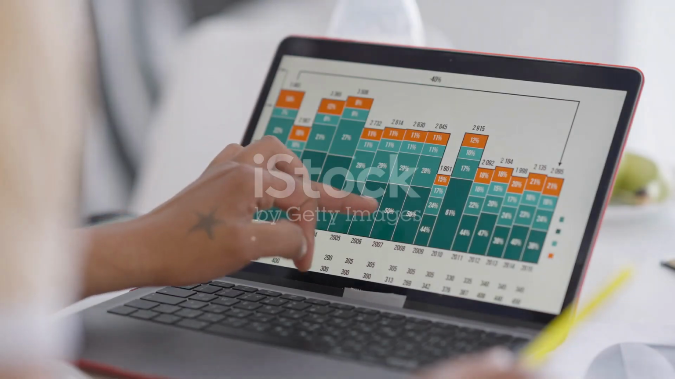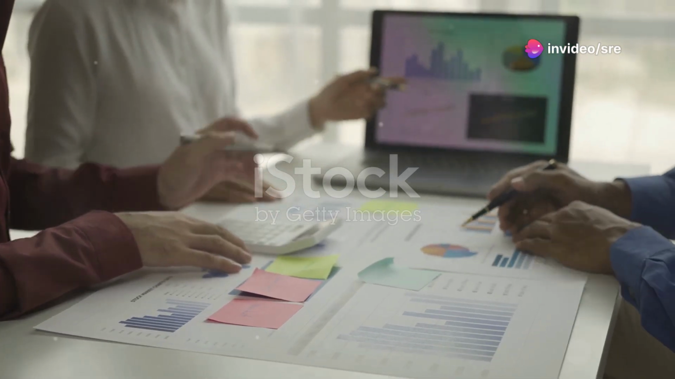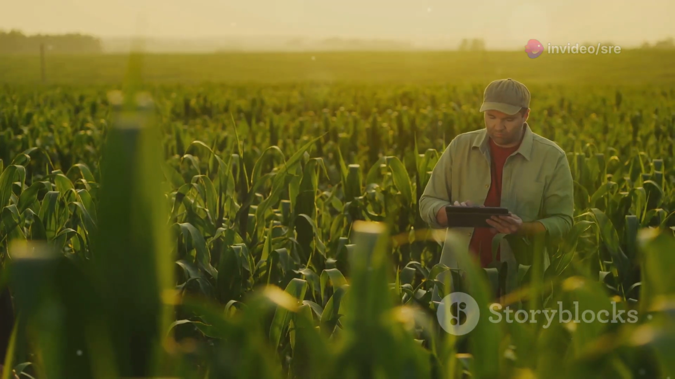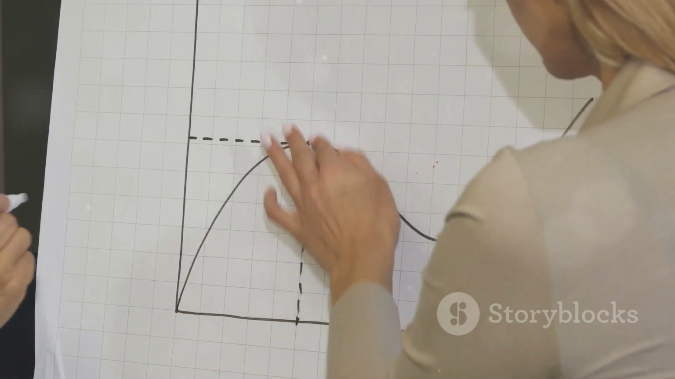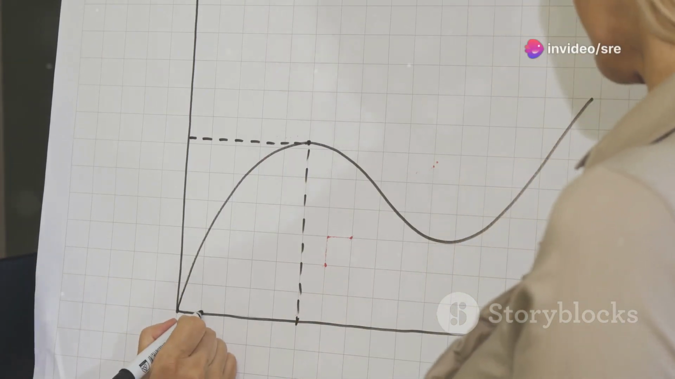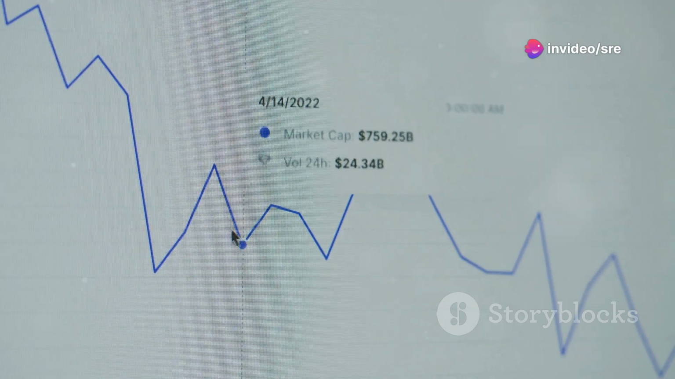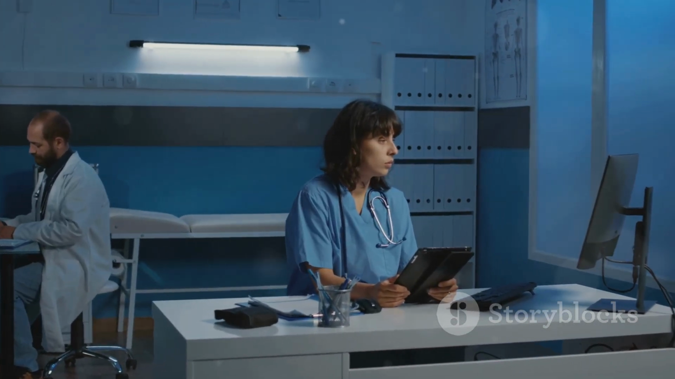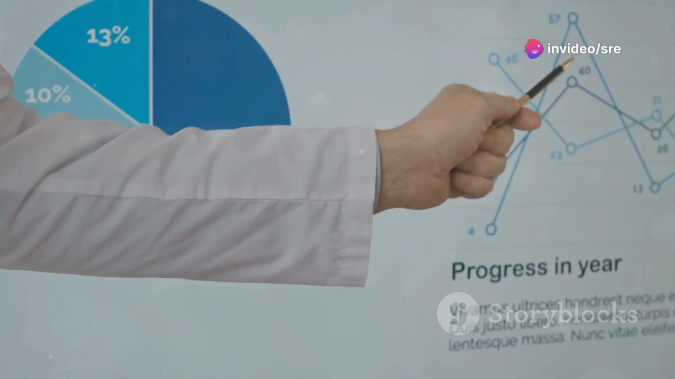Now, let's visualize data using distributions. In any industry, understanding how data points are spread can reveal valuable insights. Farmers look at the distribution of crop yields across different fields. A bell-shaped or normal distribution might show that most fields are producing at an average level, while a skewed distribution could signal some fields underperforming. Doctors might use distributions to understand cholesterol levels in patients. A right-skewed distribution might indicate that more patients have higher cholesterol than expected.